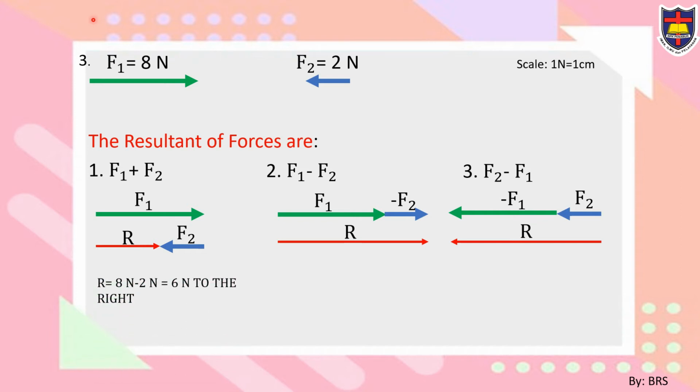Now the magnitude and the direction for each resultant. Number 1. 8 Newton minus 2 Newton, so the answer is 6 Newton to the right. Resultant 2. 8 Newton plus 2 Newton, so the answer is 10 Newton to the right. Number 3. R equals minus 2 Newton minus 8 Newton, so the answer is minus 10 Newton or 10 Newton to the left.